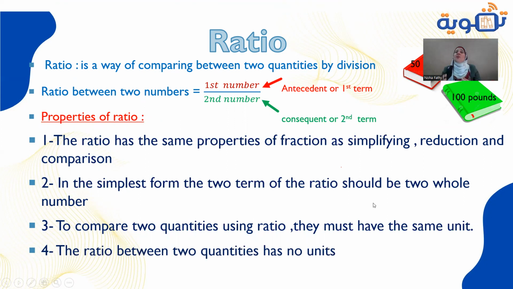It means that after simplifying the ratio, like the two books, now I can say 1 to 2. I can't say 1 to 2 pounds or 1 to 2 piastres. No, the ratio has no unit after simplifying.